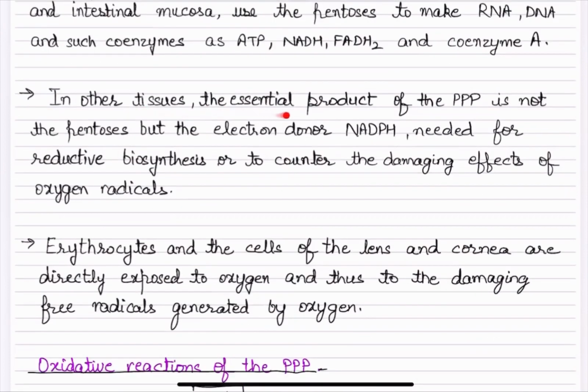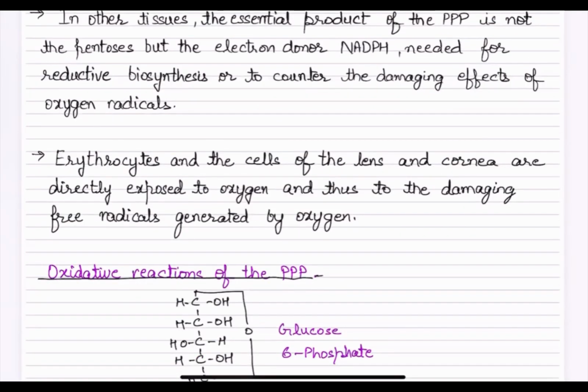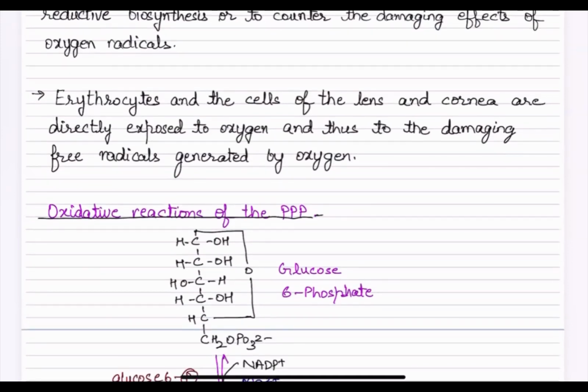In other tissues, the essential product of pentose phosphate pathway is not the pentoses, but the electron donor NADPH, which is needed for reductive biosynthesis or to counter the damaging effects of oxygen radicals. Now, erythrocytes and the cells of the lenses and cornea are directly exposed to oxygen and thus to the damaging free radicals generated by oxygen. There are two phases of pentose phosphate pathway, as I already mentioned, oxidative phase and non-oxidative phase.